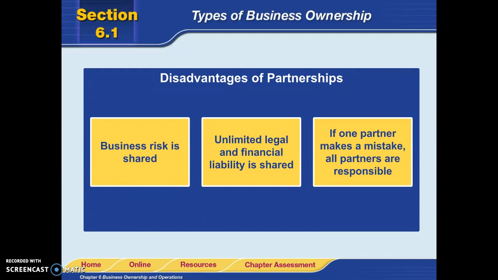Now, there's also disadvantages to a partnership. Business risk is shared, so even if one business owner isn't very responsible, the other business owner will also take on that risk. Unlimited legal and financial liability is shared, so you still have to kind of tie yourself in terms of personal assets and personal accounts with the business itself. If one partner makes a mistake, all partners are responsible. Team effort.